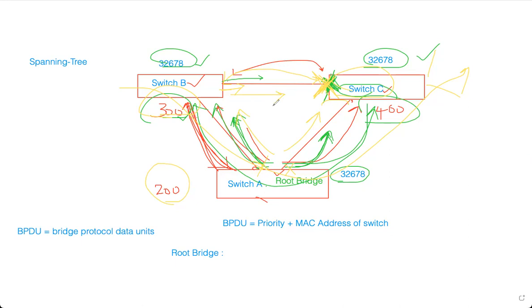So who decides the priority? You decide it. You as a network engineer, you decide it. If you are managing this network, you will decide which can be your root. Okay, now let's talk about the port states here.